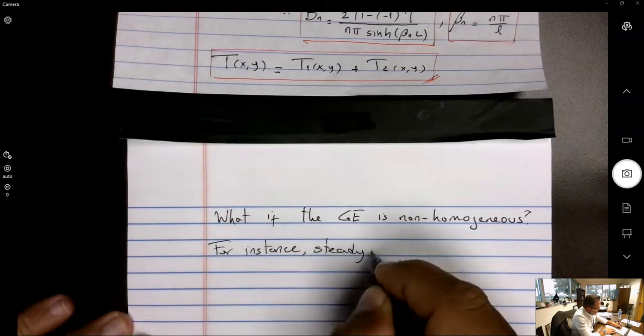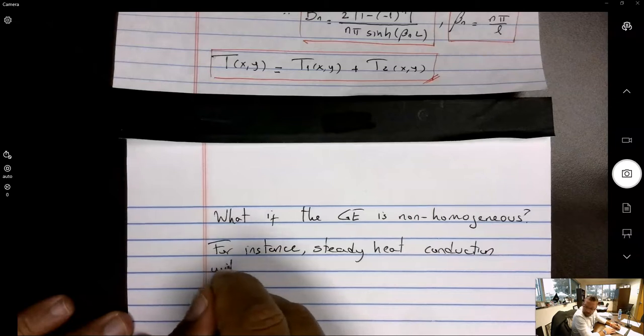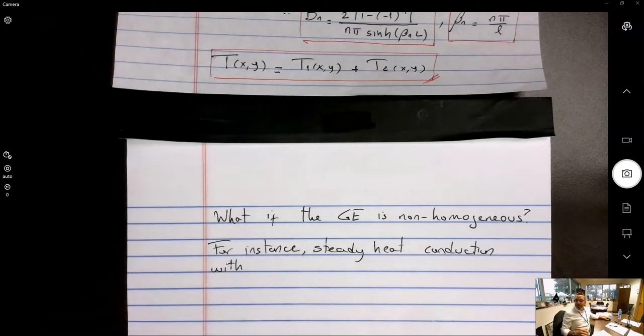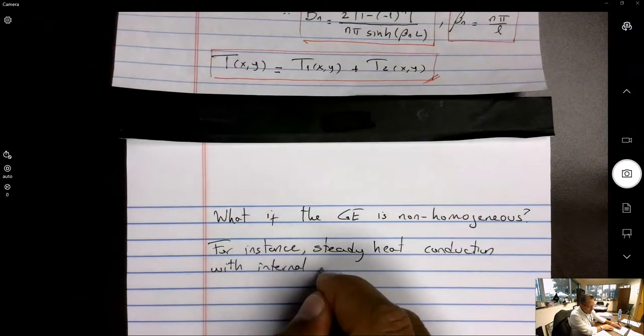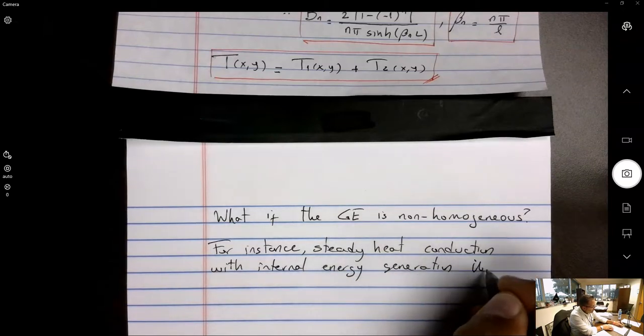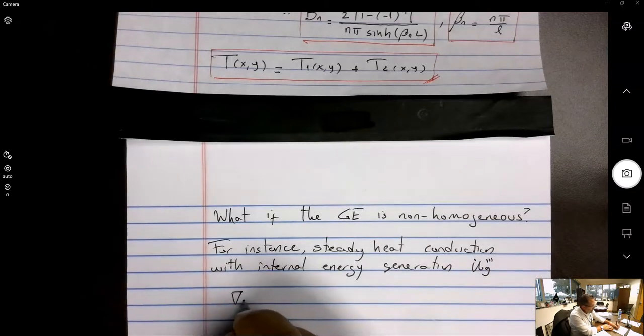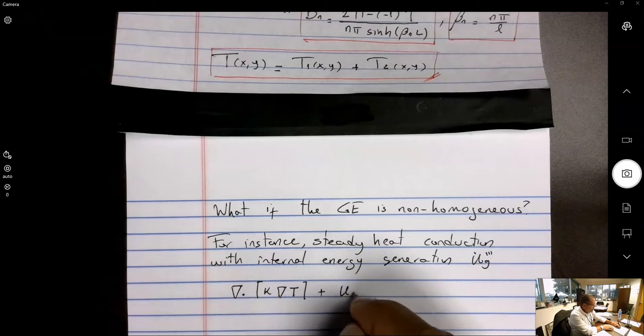when we have steady state heat conduction with internal energy generation, U_G triple prime. So it's energy per unit time per unit volume. That's what goes in the equation. So steady heat conduction, remember, goes as the divergence of the conductivity times the gradient of the temperature. This is the heat flux. This is the divergence of the heat flux plus U_G triple prime.